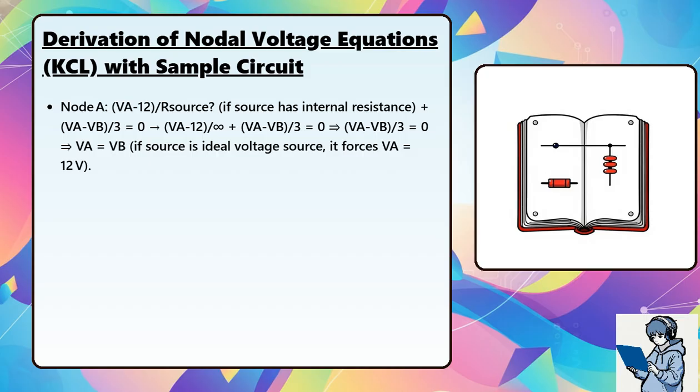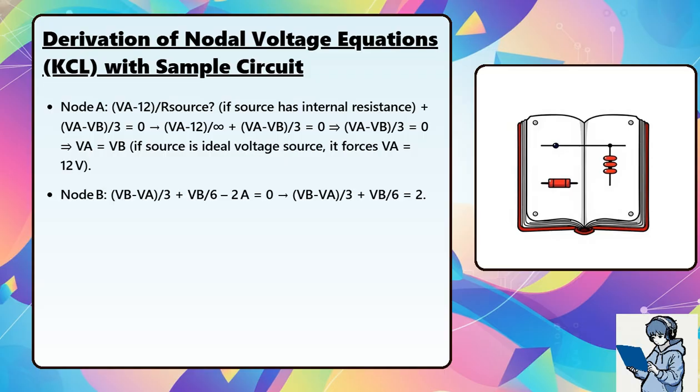This becomes voltage A minus 12 divided by infinity plus voltage A minus voltage B divided by 3 equals 0, which simplifies to voltage A minus voltage B divided by 3 equals 0. Therefore, voltage A equals voltage B. If the source is an ideal voltage source, it forces voltage A to be 12 volts.